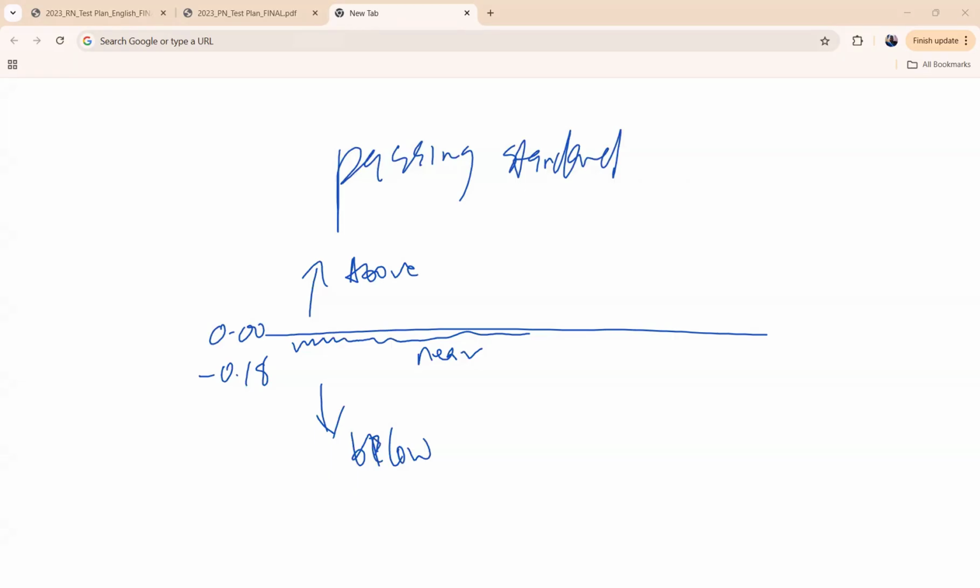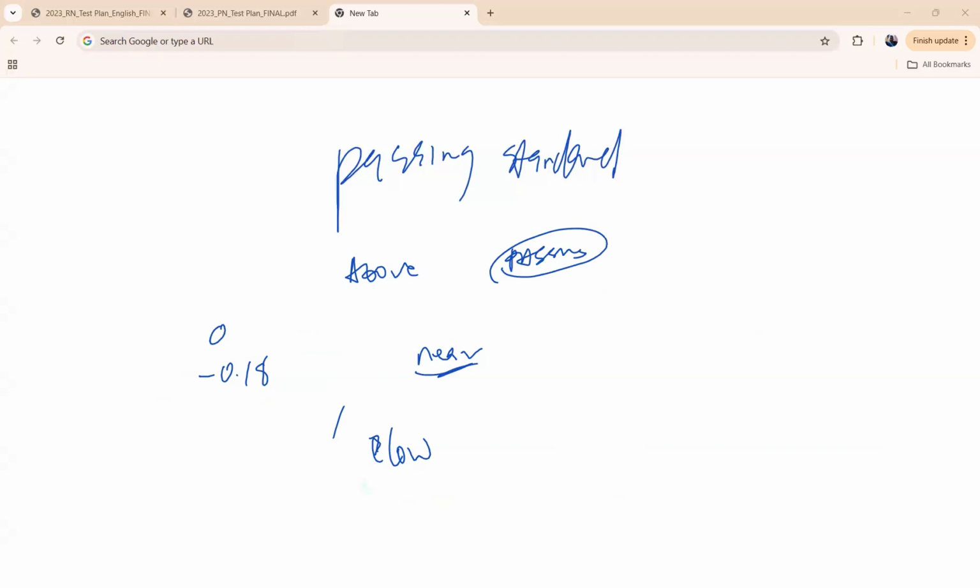Now, to be below the passing standard, you need to be below negative 0.18 for PN, right? So if RN is right here, they fail the NCLEX exam because the RN logit is below 0.00. But if PN is right here, they fail the NCLEX exam because the PN is what? Below negative 0.18. So that is how it works. Near the passing standard, you are borderline. Below the passing standard, you are very below, and above, you end up what? Passing.